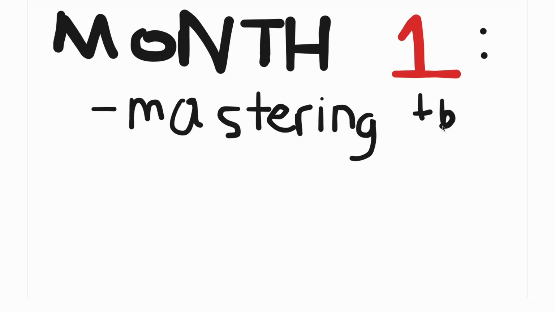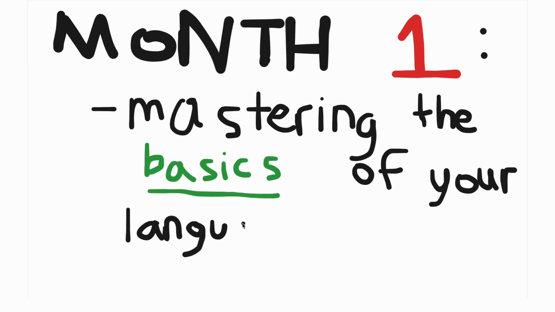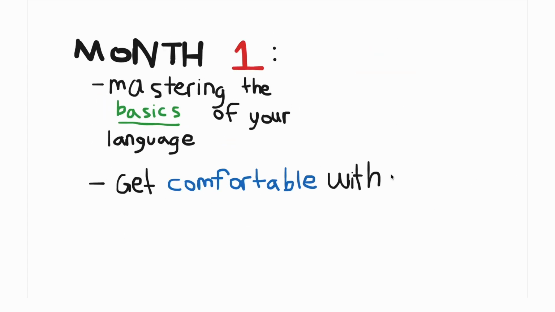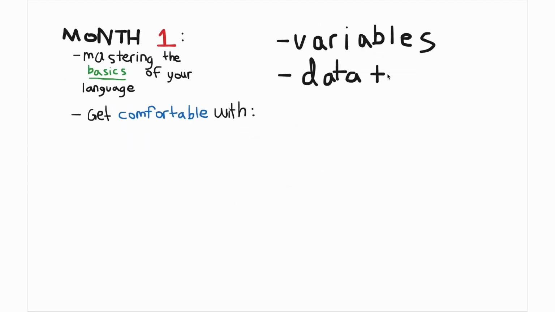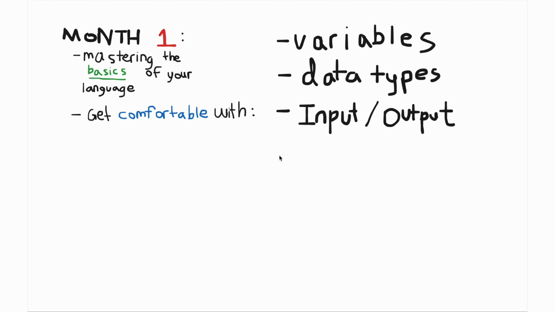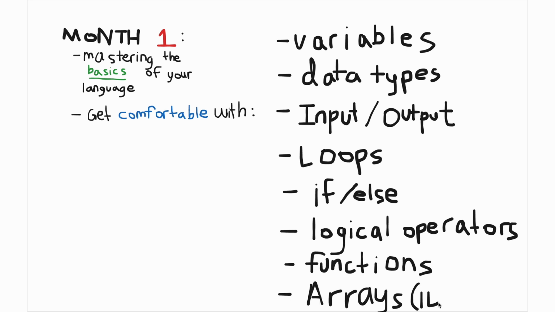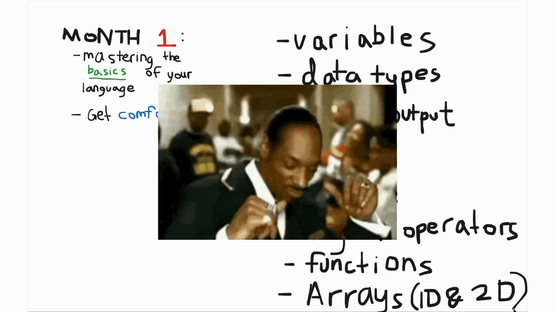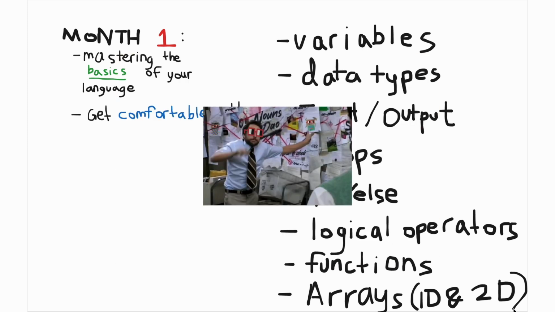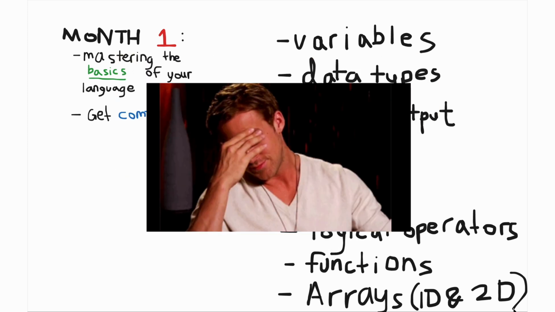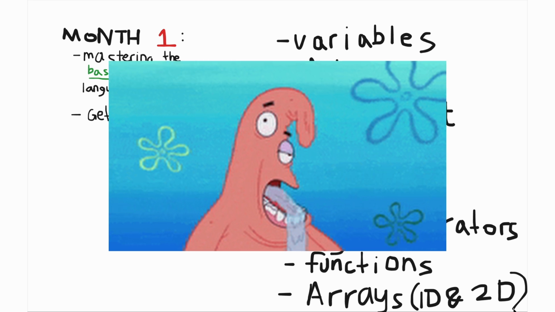Your month 1 should be dedicated to learning the basics of your language. This means that you'll have to be very comfortable with the following: variables, data types, input and output, loops, if-else statements, logical operators, functions, arrays, and a little bit of 2D arrays. Being comfortable with these things is everything, as it allows you to learn more complex algorithms without stopping every 3 seconds to wonder what a string is.